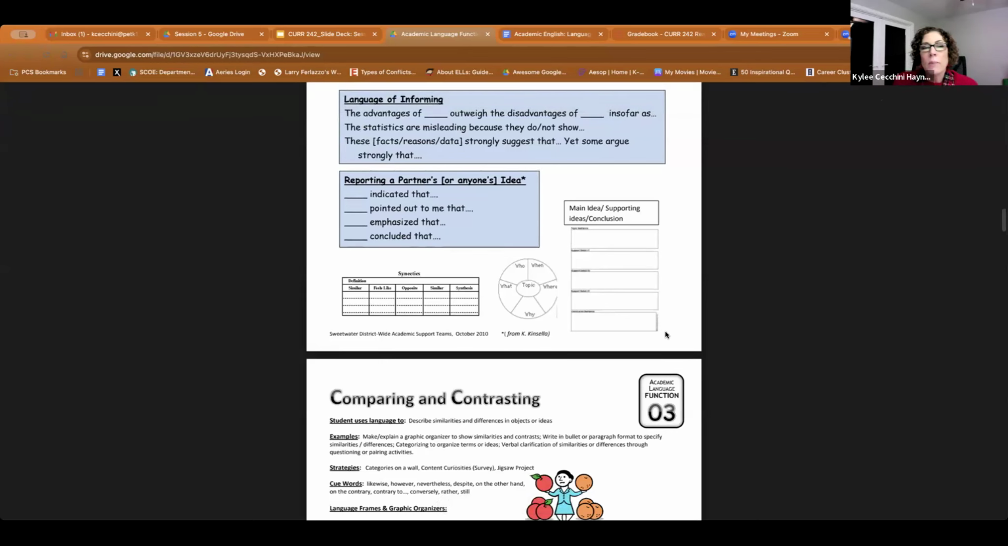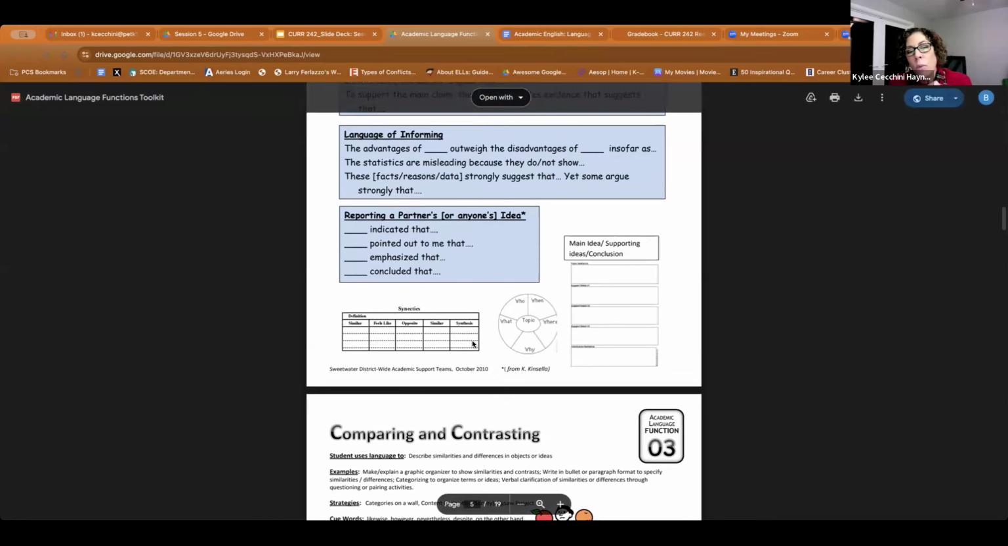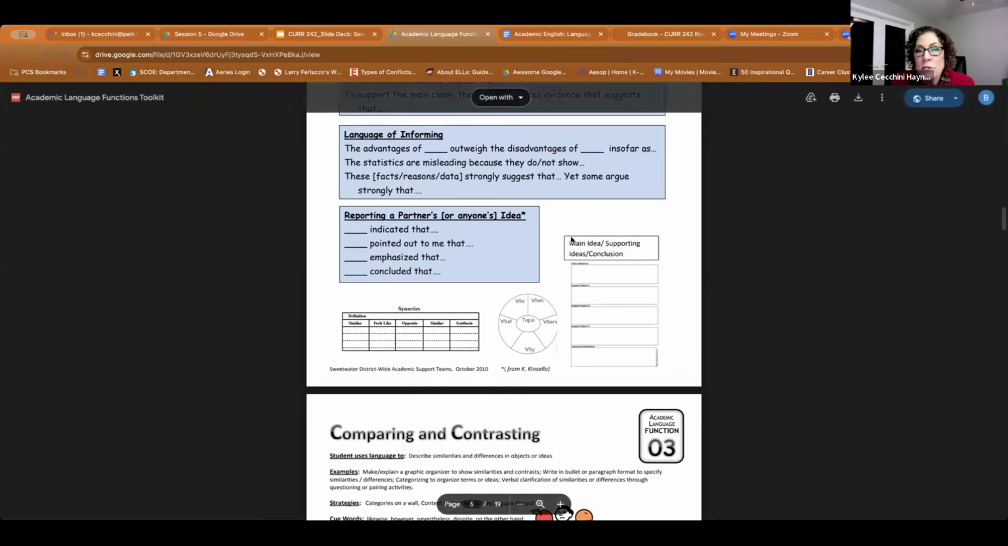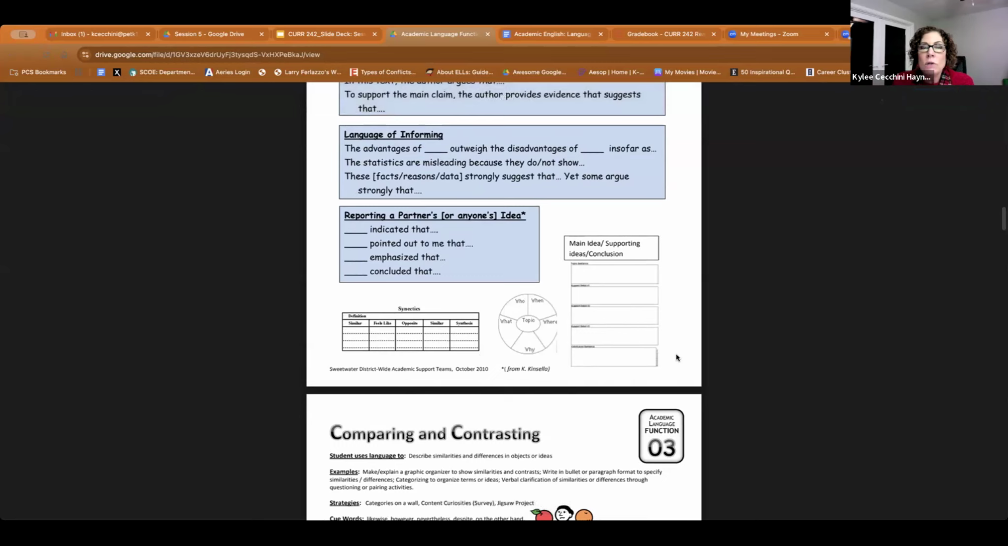So why do we care about this stuff? It's because when you have identified a language function, your lesson plan also asks, what is your support for that language function? How are you going to help students with that? Supports are these graphic organizers, for instance. Supports are sentence frames. Supports are sentence starters, those kinds of things, all right?